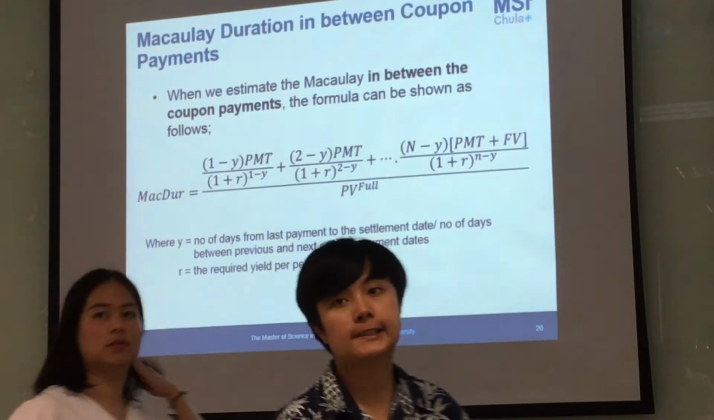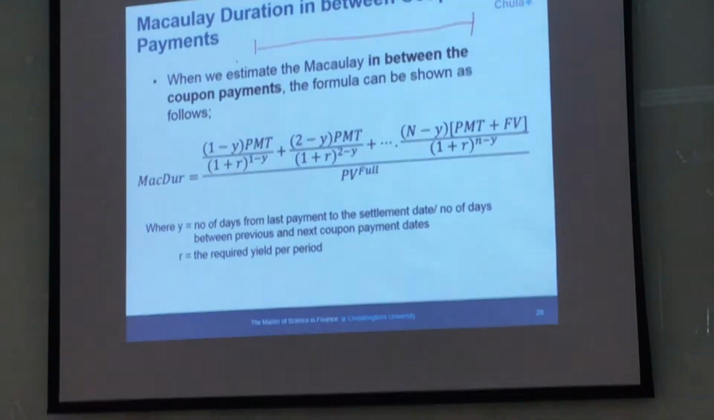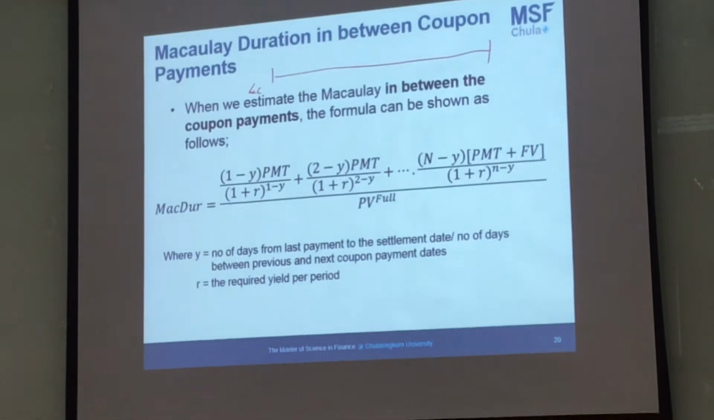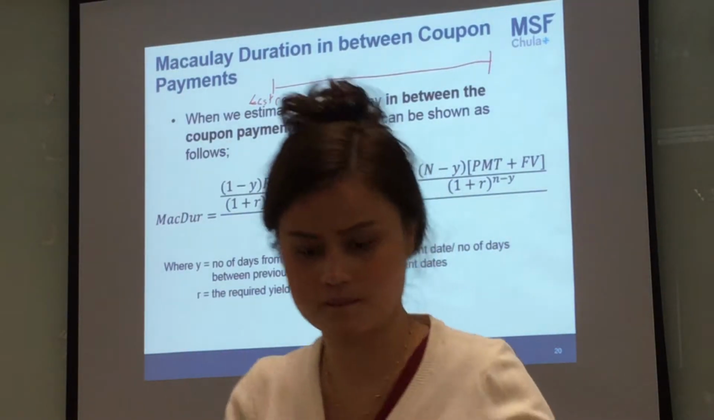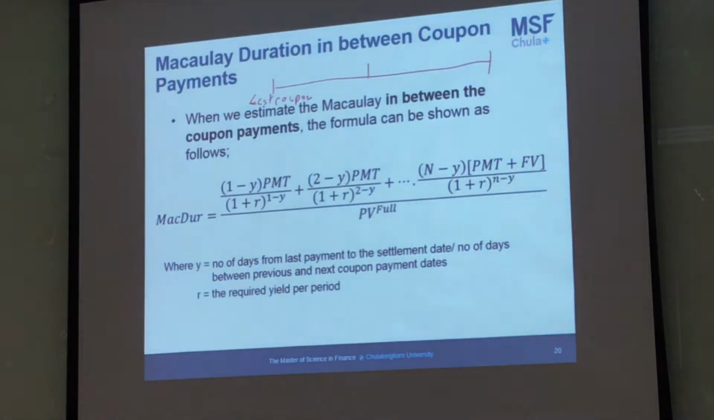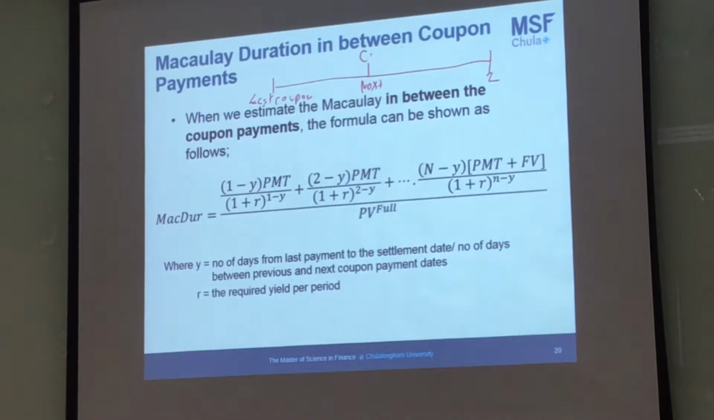If you remember from last lecture, suppose this is the last coupon payment, and this is the next coupon payment, and this is the second payment. This is a coupon. And we are at time 0.